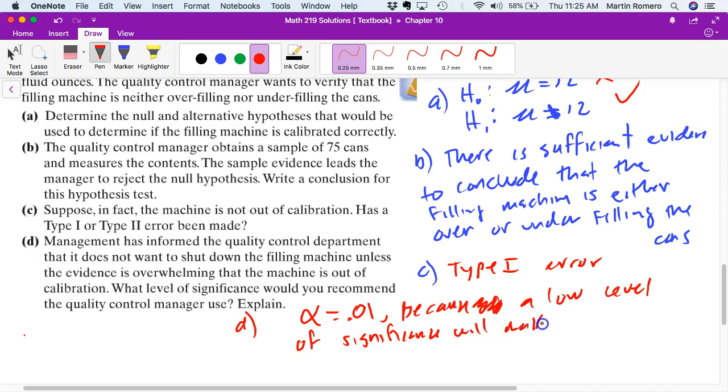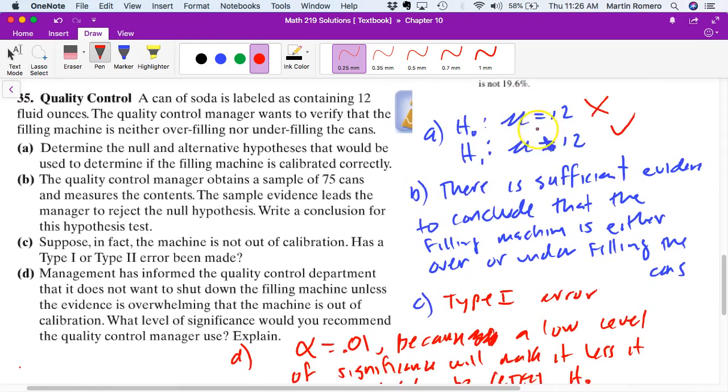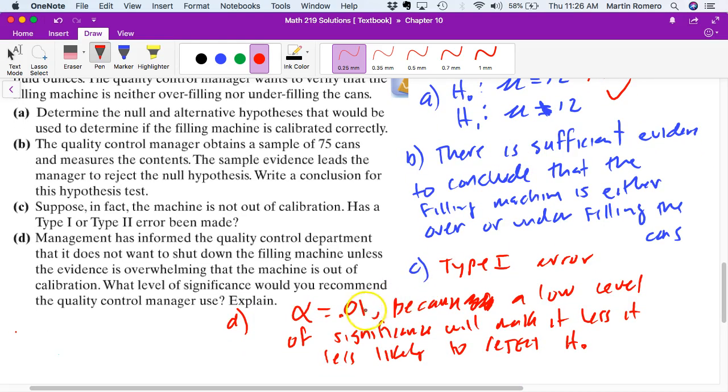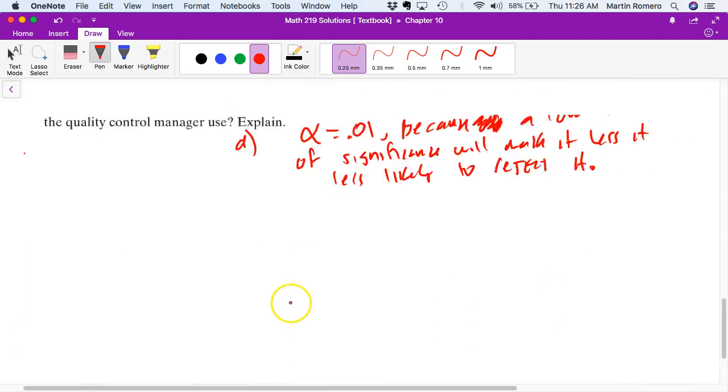will make it less likely to reject the null hypothesis. And in this case, the null hypothesis is that the machine is working. So a low-level alpha would mean we would really need overwhelming evidence to reject it. That's it.